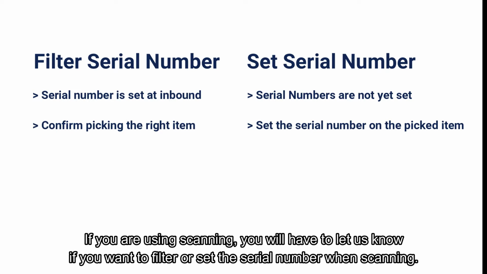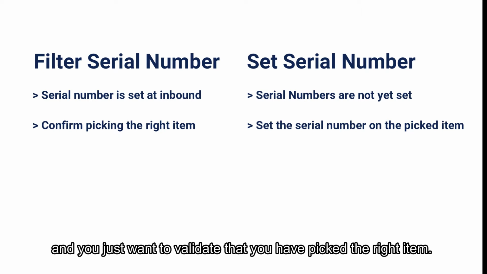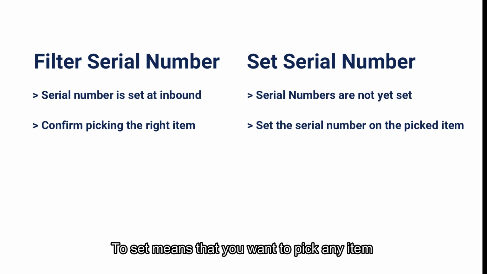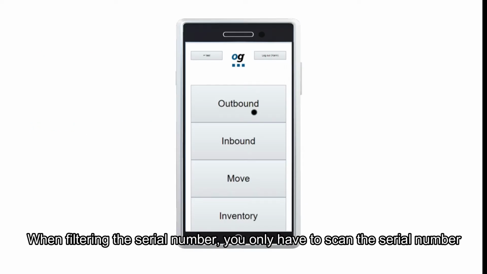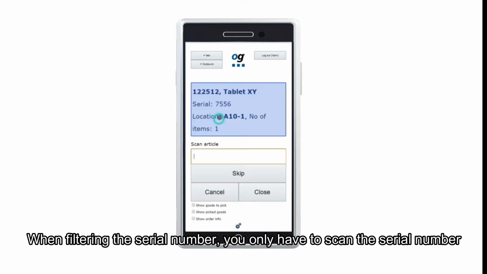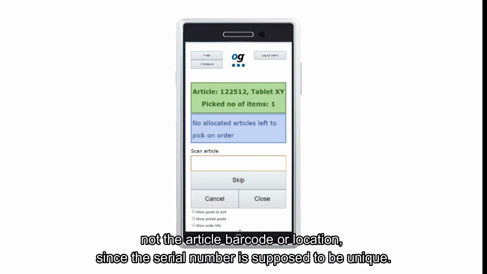If you are using scanning, you would have to let us know if you want to filter or set the serial number when scanning. Filtering means that the serial number has already been set at inbound and you just want to validate that you have picked the right item. To set the serial number means that you want to pick any item and just store the serial number on the picked item in the system in order to know what serial number was delivered. When filtering serial numbers, you only have to scan the serial number, not the article barcode or location, since the serial number is supposed to be unique.